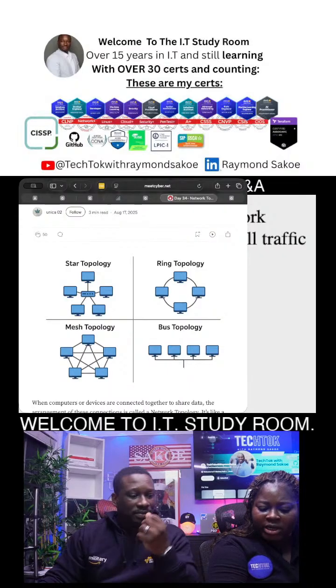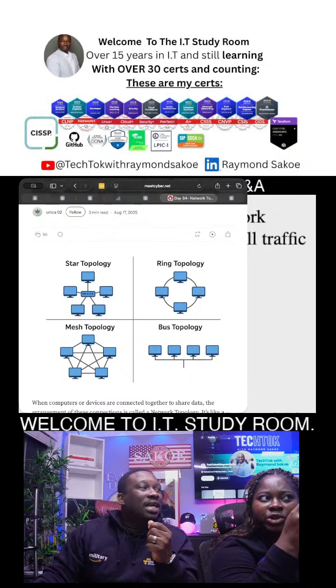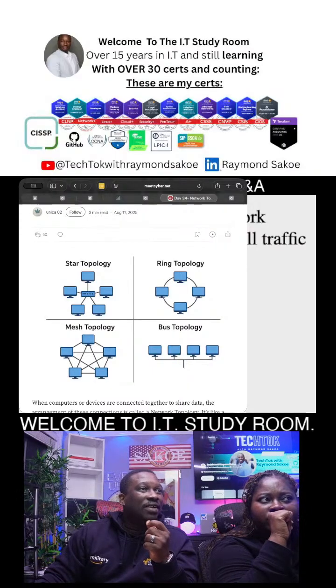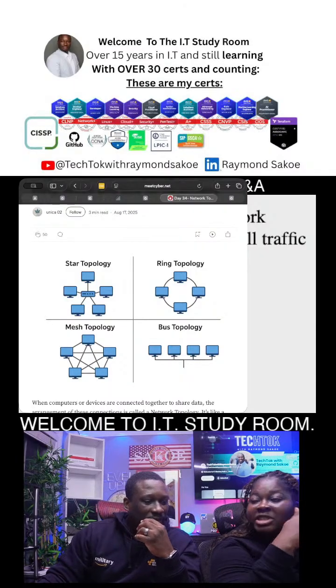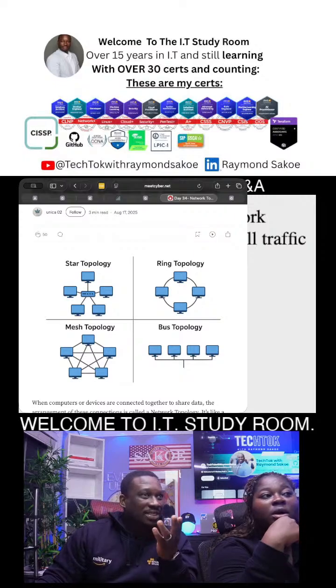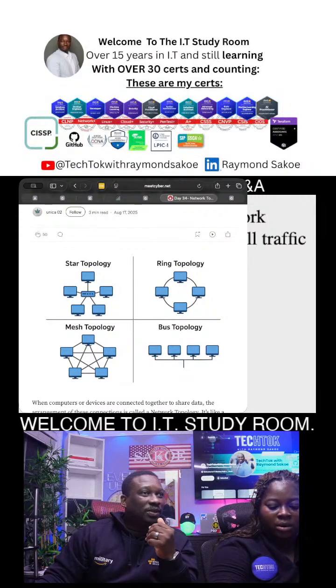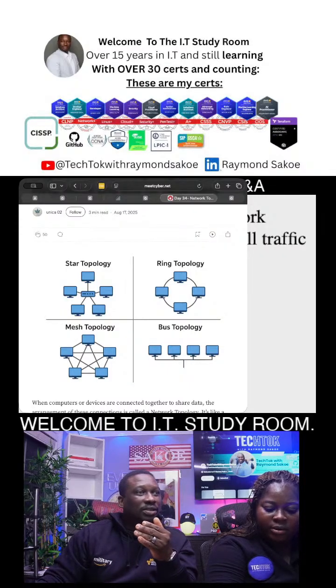So it's going in one direction, right? Is that it for the star? Yeah, one direction. Meaning if you want to communicate with this device, guess what? It has to go to the middle, the hub, the centralized device. But the mesh, it all speaks to each other. Exactly. So now if this device wants to speak to this device, it doesn't have to go through the next device. It can go directly.